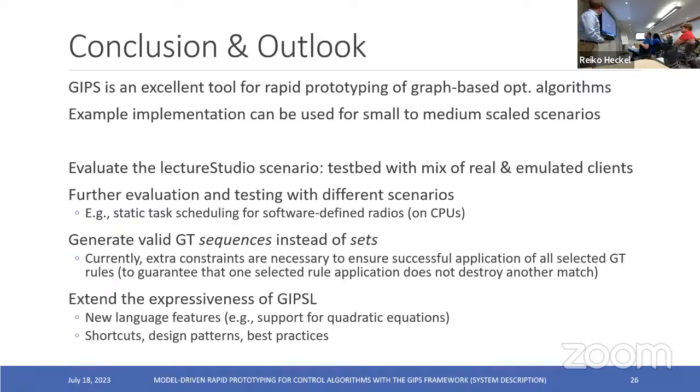And last but not least, we want to extend the expressiveness of the GIPS language. So we want to introduce new language features, for example, the support for quadratic equations in the constraints and in the objective. And we want to introduce shortcuts, design patterns for the specification part, and maybe write a little guide on best practices on how to implement it.